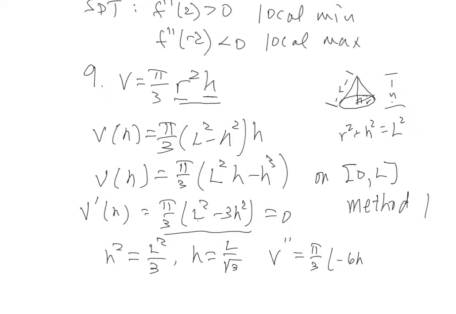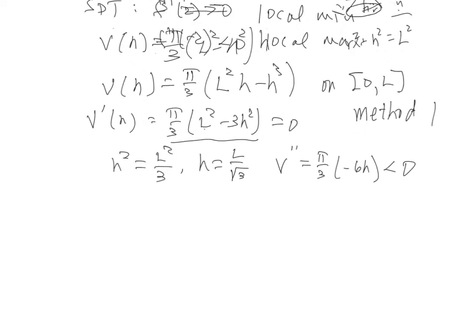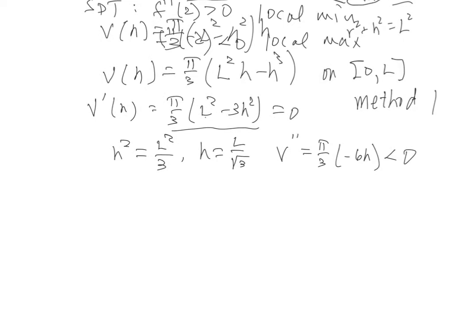Derivative of L squared is 0. That's a negative number for all positive h's. Therefore, it's concave down. Therefore, at this critical point, there is a local max. And by method 1, the volume at the endpoints is 0, pretty trivially. And so by method 1, it's absolute.